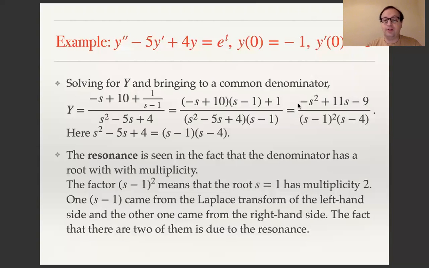So anyway, we got what capital Y is. Capital Y of s is minus s squared plus 11s minus 9 over s minus 1 squared times s minus 4. And this is, again, a rational function. It's the quotient of two polynomials. And we want to compute its inverse Laplace transform. In order to compute its inverse Laplace transform, we're going to decompose it into partial fractions.